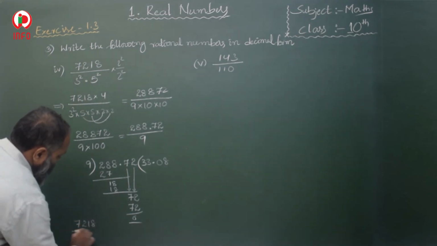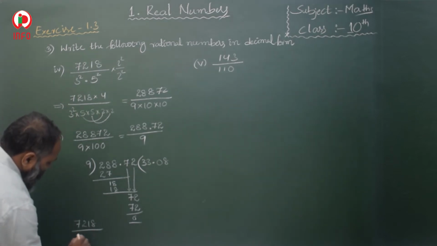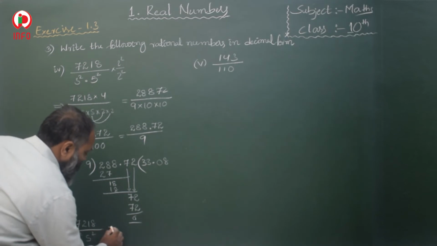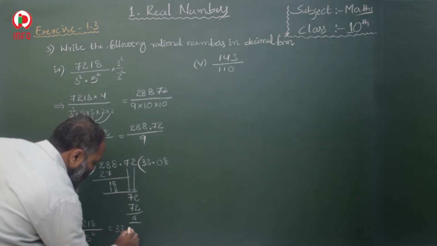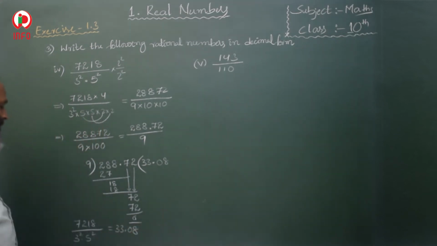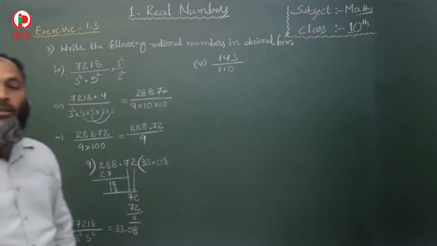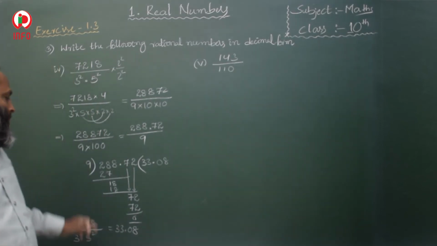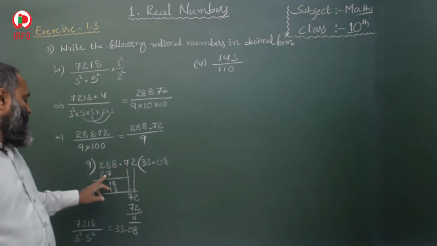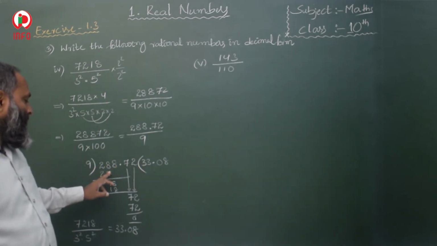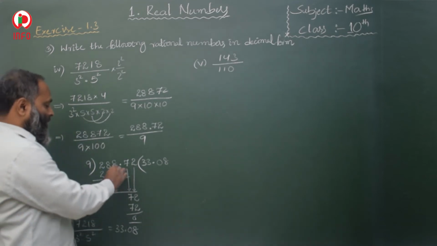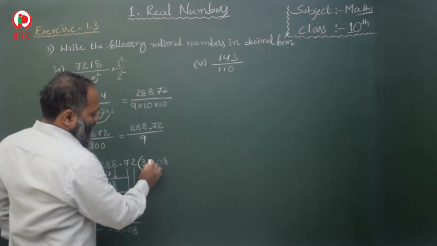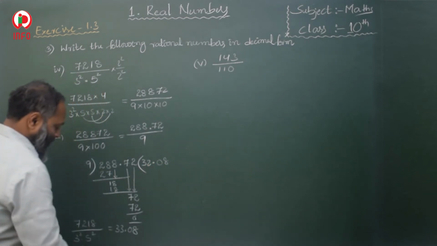So the answer is, 7218 divided by 3 square and 5 square is 33.08. 33.08. This is the answer. Okay. Now here students, 9 3's are 27 and 8 minus 7 is 1 and this 8. So 8 means 9 2's are 18, that is 32.08.